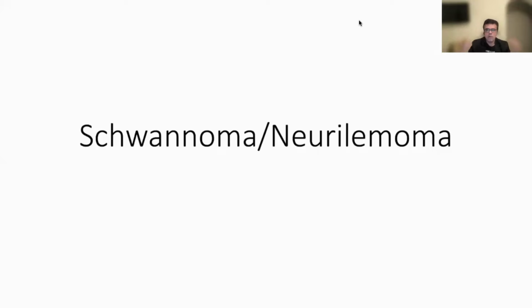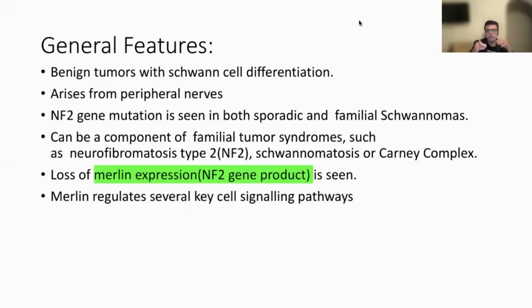Hi everyone. Today we'll be discussing a very important, common clinical lesion, that is schwannoma, also called neurilemmoma. So what is schwannoma? Schwannoma is a benign tumor of Schwann cell differentiation. What are Schwann cells? Schwann cells are a kind of glial cells that form the myelin sheath in the peripheral nervous system. The Schwann cells arise from peripheral nerves.